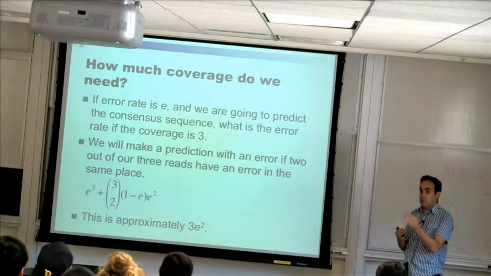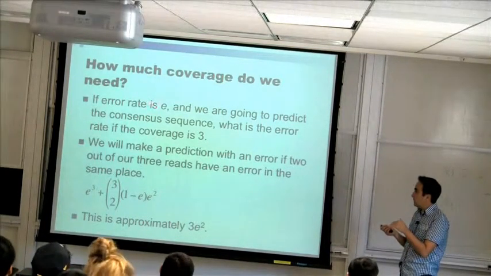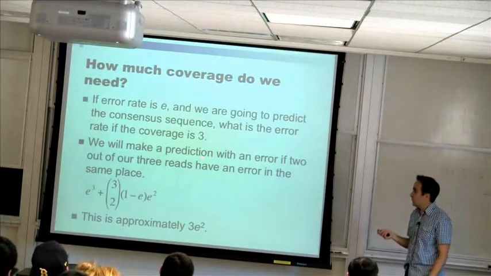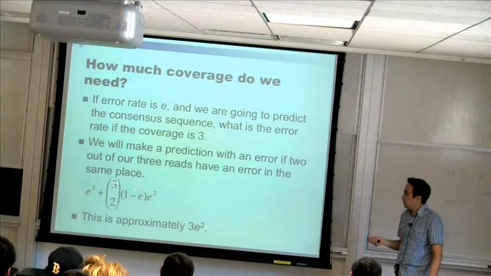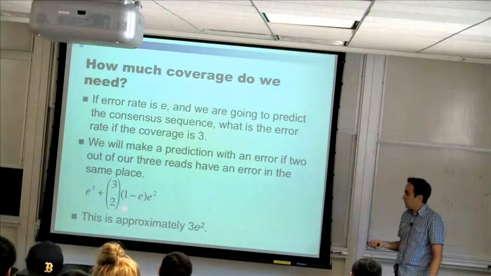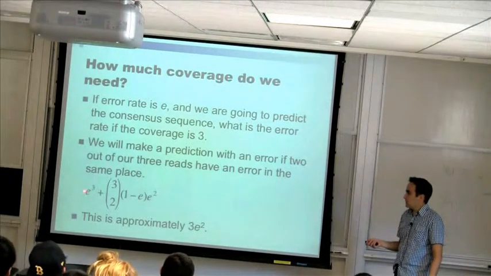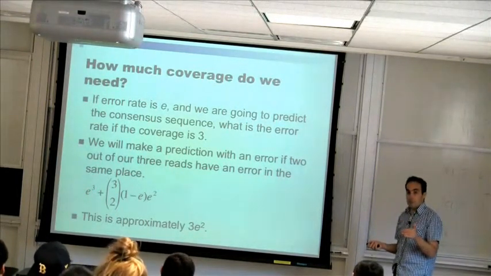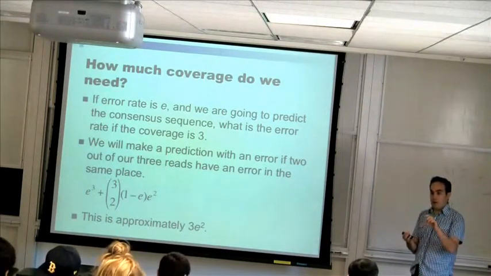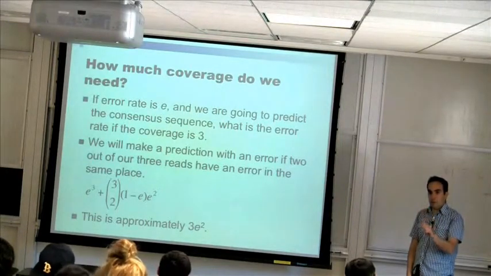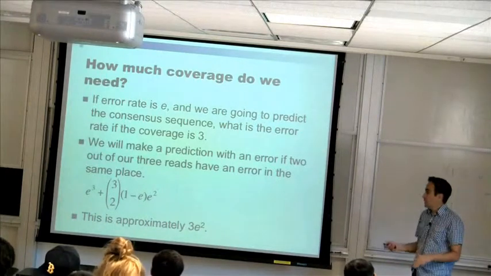That's called coverage. How much coverage do we need? Well, that's a function of your error rate. Let's say your error rate is E and your coverage is 3. We'll make an overall error if this is true, meaning the probability of having an error in all 3 of your reads. If you have 3 reads and you're taking the most common, then if you have only 1 error out of those 3, you'll be fine. So you need either 2 errors or 3 errors to have a problem. So this is the probability.